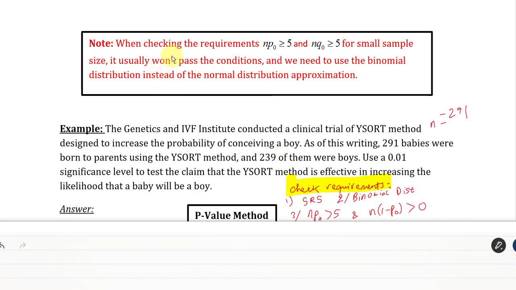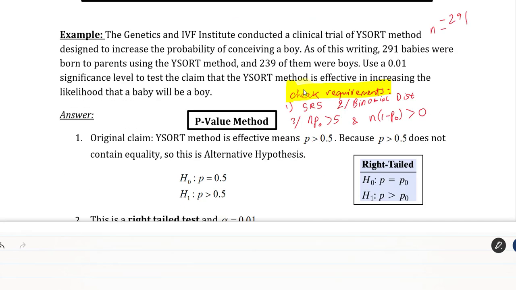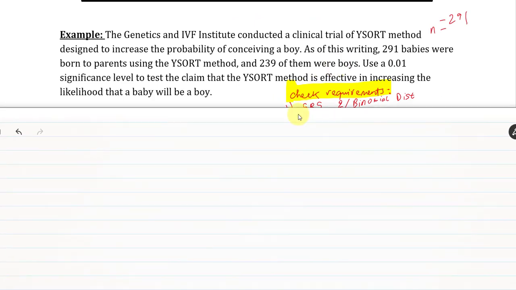And again, when checking the requirement np0 is bigger than 5 and nq0 is bigger than 5, for a small sample size it usually won't pass the conditions, and we need to use the binomial distribution instead of the normal distribution approximation. Okay, let's go over the very first example that we have here.